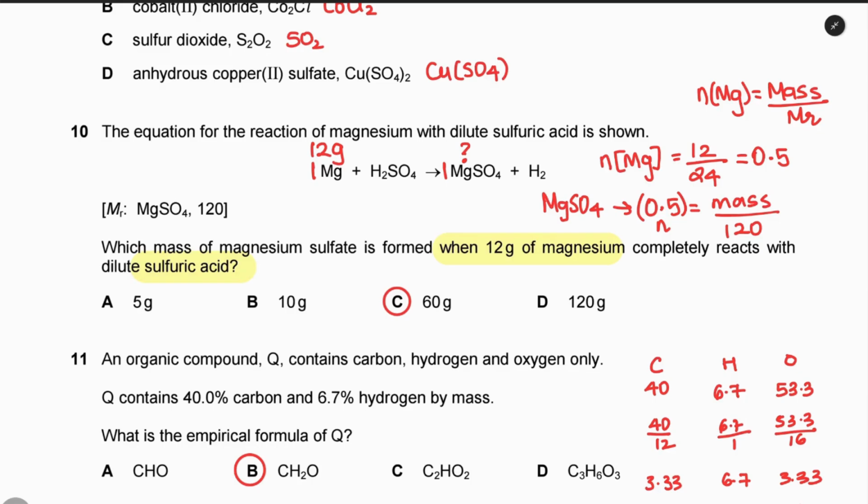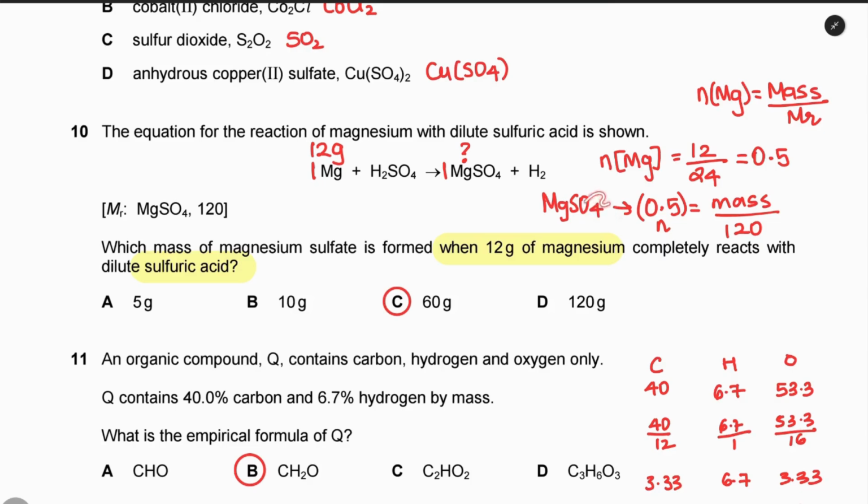So first over here 12 gram is given, and they are asking us to find out the mass of magnesium sulfate. So first we have to find the number of moles for magnesium. We're going to take the number of moles formula, which is mass upon molar mass of magnesium. The molar mass we get from the periodic table, which is 24, and the mass is already given to us in the question. Once we divide this, we're going to get 0.5.